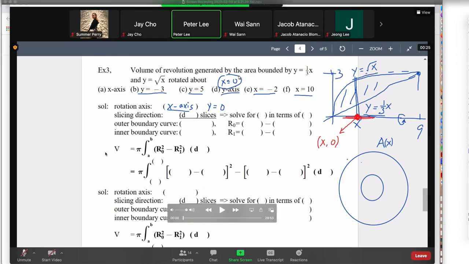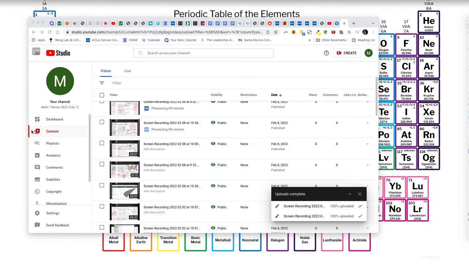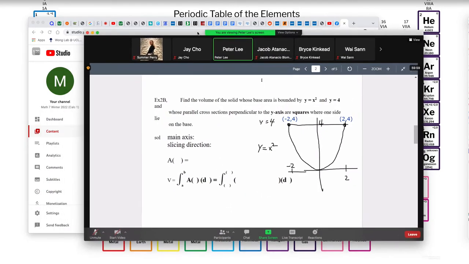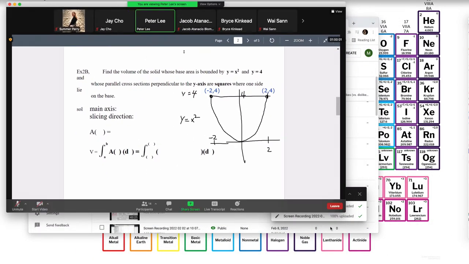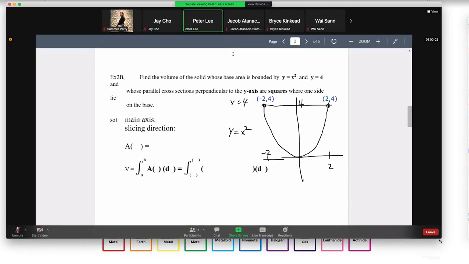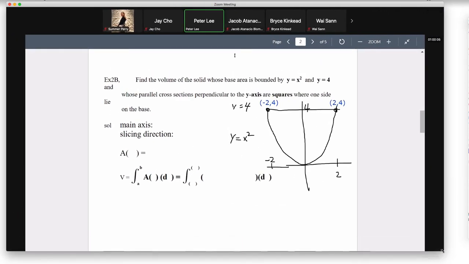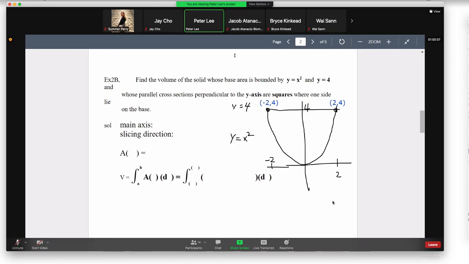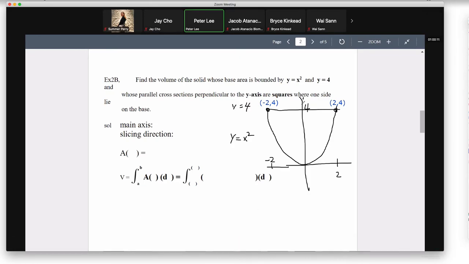Okay, so now we get this. This is the base. Now, the parallel cross sections are perpendicular to the y-axis. This time we cut into slices where each slice is perpendicular to the y-axis. This is the y-axis right here, which means we'll be cutting slices like this.